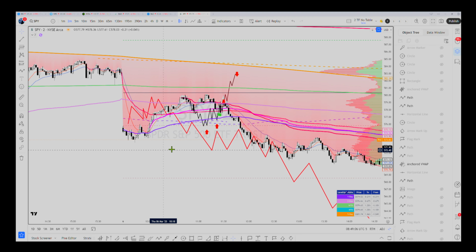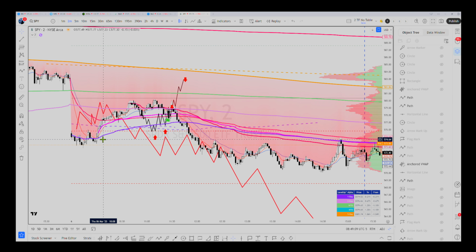Hey, we got the morning market rundown here. Let's get into this price action. So we had some scenarios mapped out.